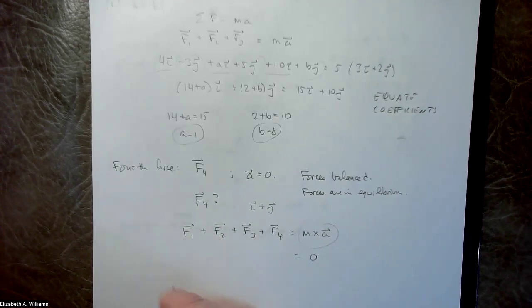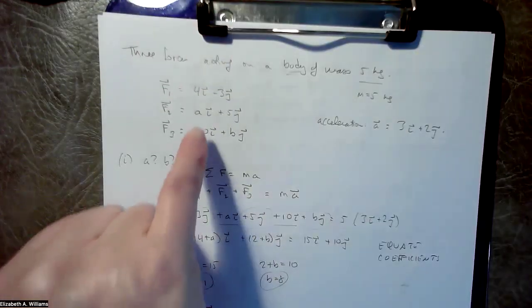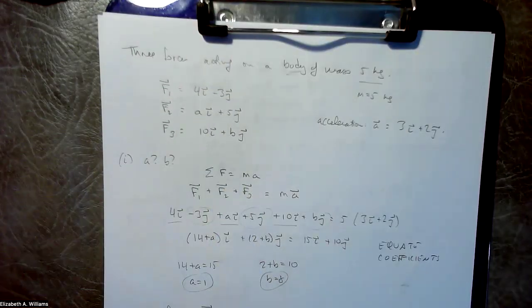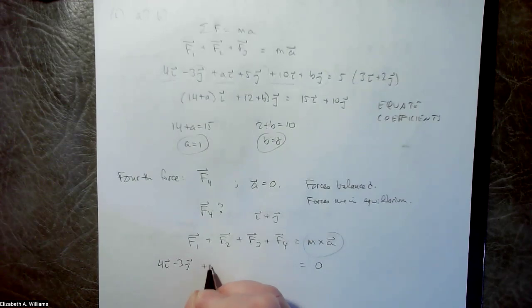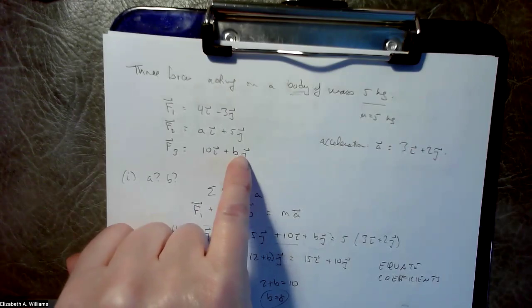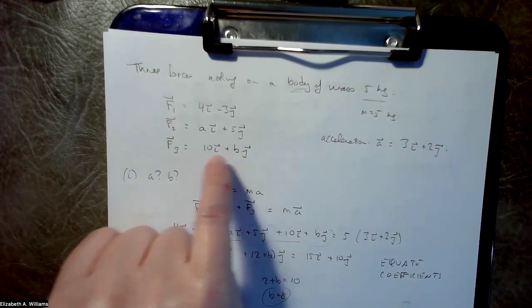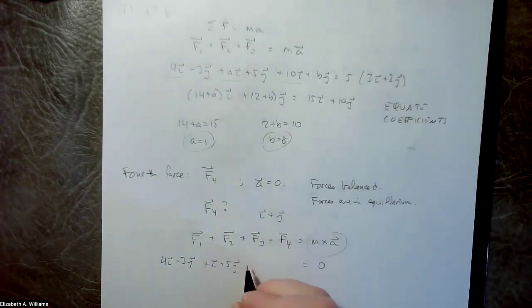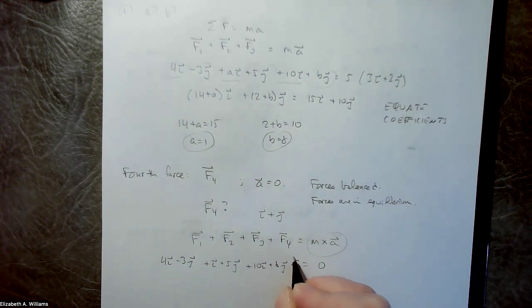So I know what F1 is. That was 4i minus 3j. I know what F2 is because I know that a was 1. So it's 1i plus 5j. And I know what F3 is because we worked out that b was 8. So it's 10i plus 8j. Plus our mystery force equals 0.